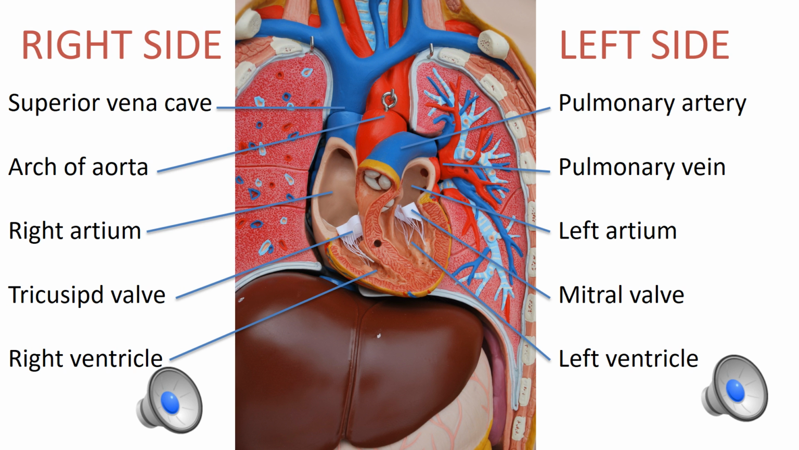Now here we've zoomed in a little bit and we've taken the anterior surface of the heart off so we can see the chambers in the heart. And we notice on the right side there's the superior vena cava. This is the large vein bringing blood back from the two arms and the top half of the body. Now, in this model, vessels which are carrying deoxygenated blood are blue, and vessels which are carrying oxygenated blood are red.